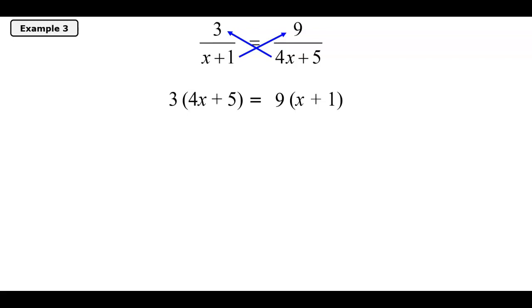Now, what do I do with the number outside the parentheses? Distribution. You distribute the 3 and you distribute the 9. You're multiplying 3 times 4x, 3 times 5, 9 times x, 9 times 1. So 3 times 4x is 12x, 3 times 5 is 15, 9 times x is 9x, 9 times 1 is 9. You get this situation.